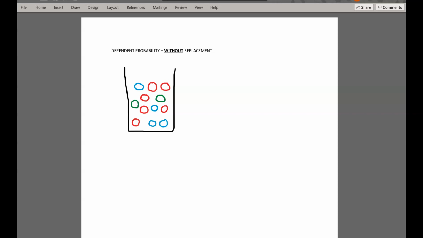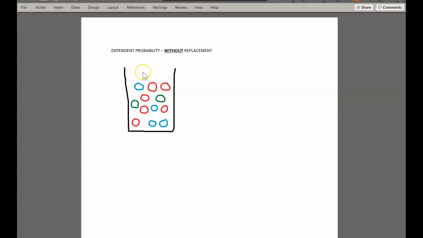Good morning, 7th grade. Today I want to continue our review of probability by talking about dependent probability, also known as probability without replacement. Specifically, this is going to be about compound dependent probability. So multiple things are happening, and once one thing happens, it changes what can happen the next time.